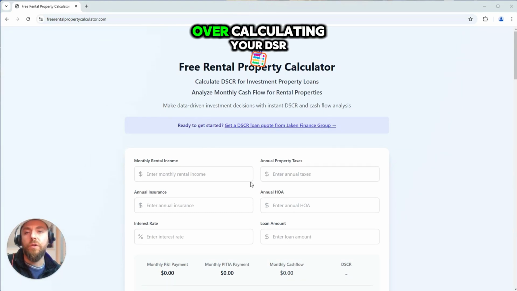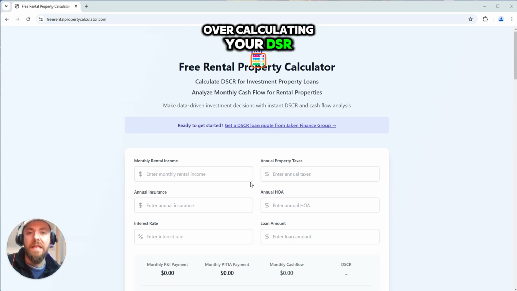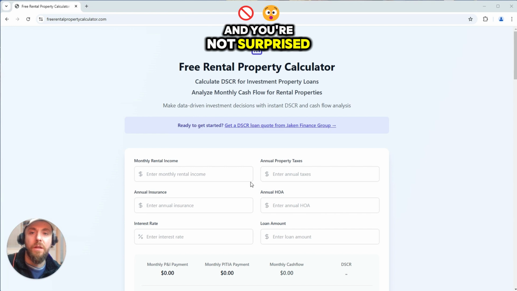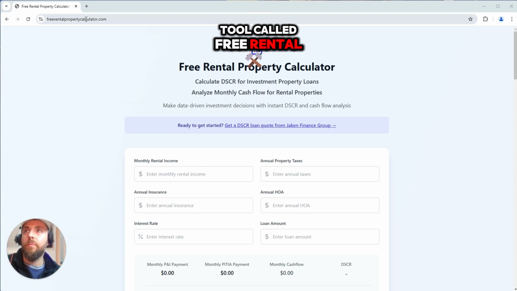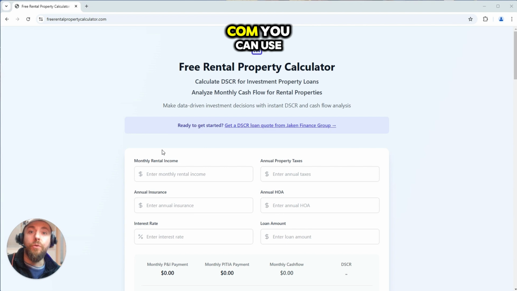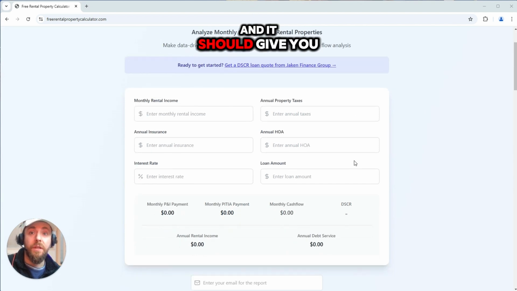Today we're going to go over calculating your DSCR so that you can do your DSCR loans right and you're not surprised when a lender gives you terms because your numbers are not what you expected. We designed this free tool called freerentalpropertycalculator.com. You can use it whenever you want, and it should give you exactly what you need to go to a lender with so that there are no surprises when the appraisal comes back.